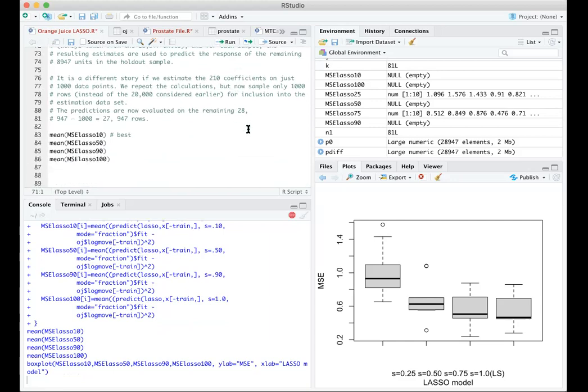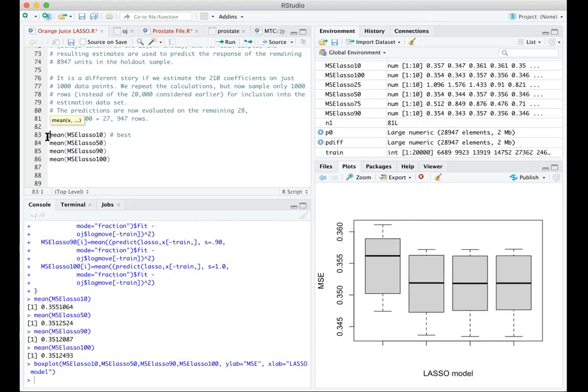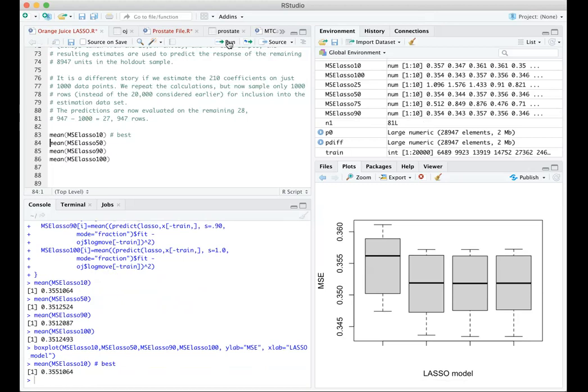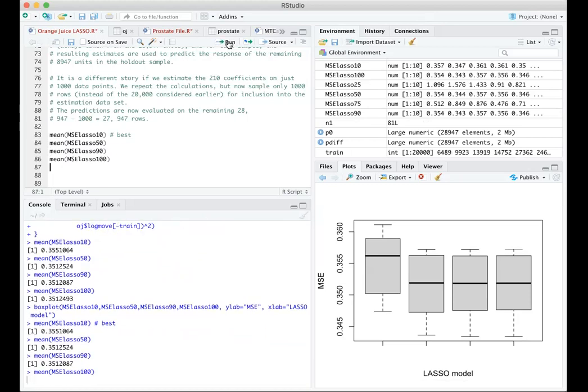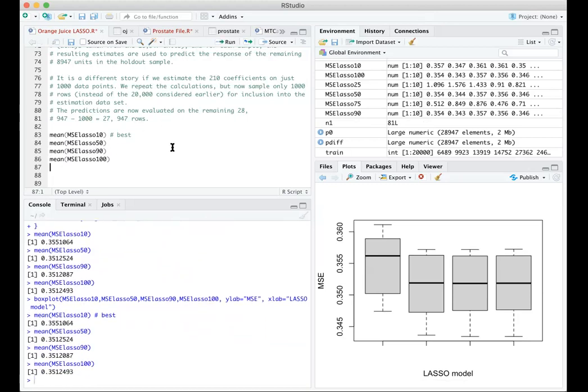However, it is a different story if we estimate the 210 coefficients on just 1,000 data points. We repeat the calculations, but now sample only 1,000 rows, instead of the 20,000 considered earlier, for inclusion into the estimation dataset. The predictions are now evaluated on the remaining 27,947 rows. And we check the same lasso, and we find that the mean of lasso 10 is the best.